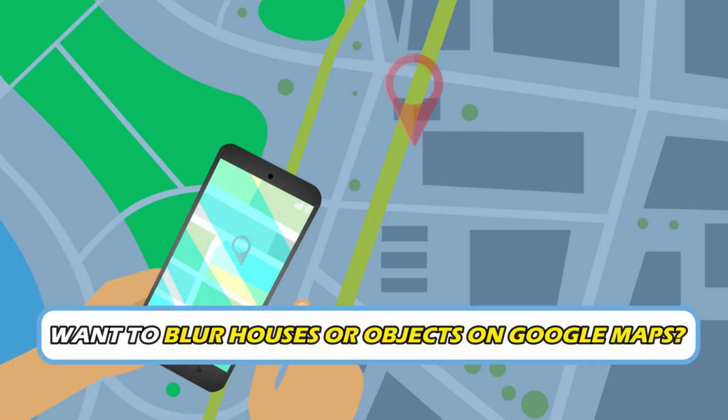Do you want to blur houses or objects on Google Maps? Then you are at the right place. Here is how to do that.